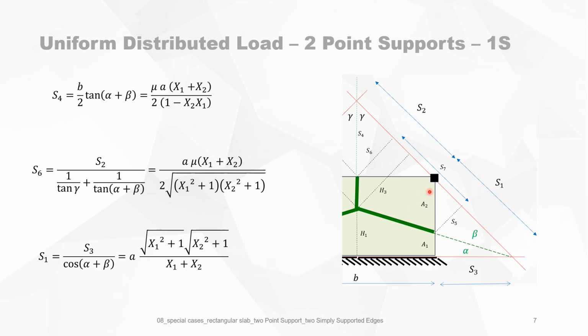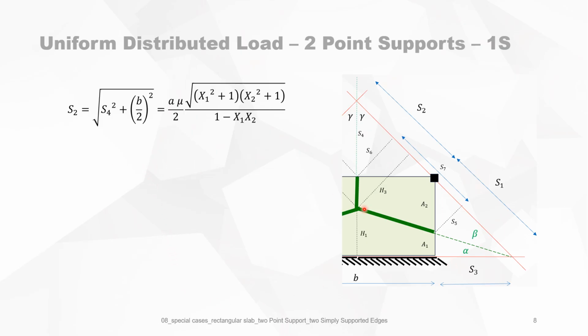S1 in this triangle, it's easy. So the cosine of alpha plus beta is equal to S3 divided by S1. We continue with S2. For S2, we will use this triangle, and then we have an easy expression of S2. The tangent of alpha plus beta is, of course, S4 plus A divided by S3 plus B over 2, in this triangle.